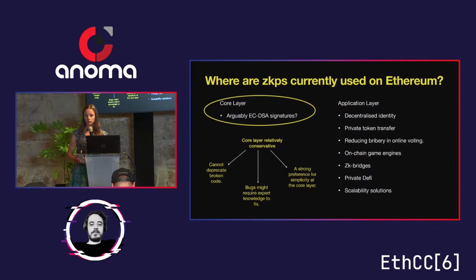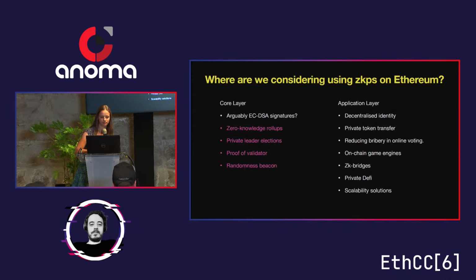Particularly with zero knowledge, we've got a bit of a problem that bugs might require expert knowledge to fix. We can't just go up to some random developer and say, we have a problem, please fix. We would need a specialist on that case very, very quickly. A third reason is that there is a strong preference for simplicity at the core layer. And for all of the really good things you can say about zero-knowledge proofs, they're not very simple. However, they're also really, really useful.